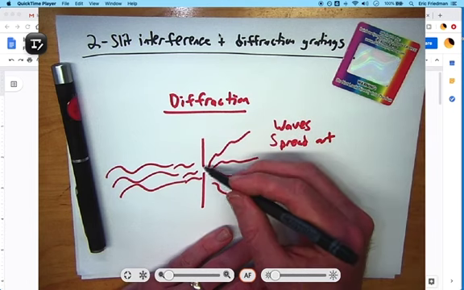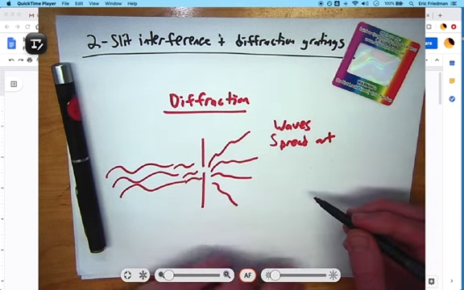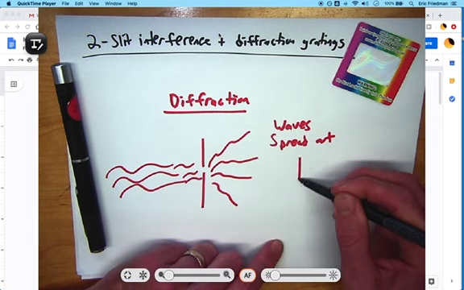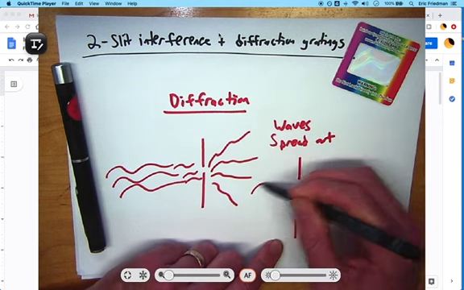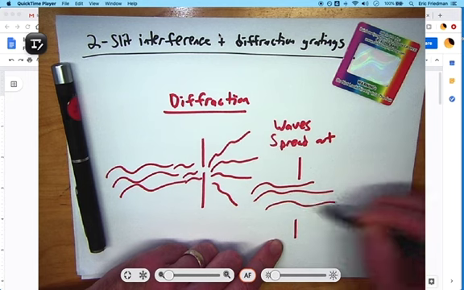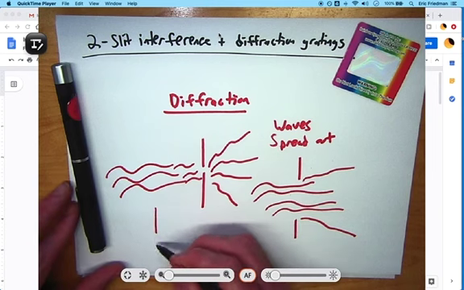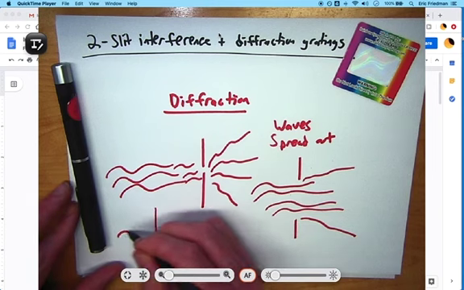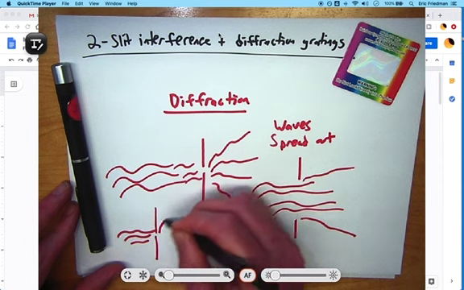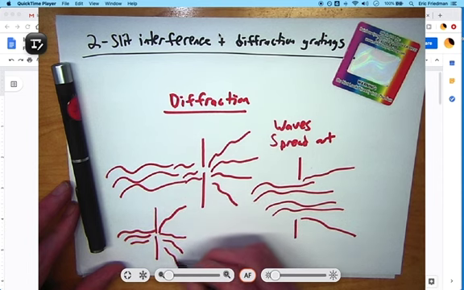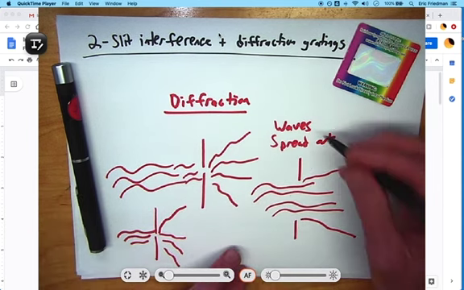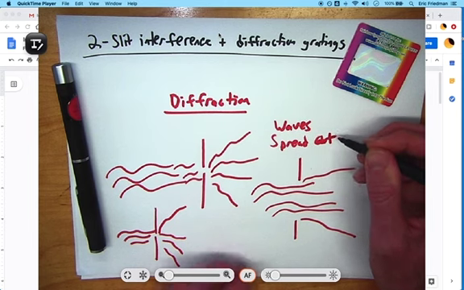And that has to be a pretty narrow opening. If I have a wide opening, then the waves aren't going to spread out very much. So if I have an opening like this and I have waves going through, most of the waves are just going to go straight through. They might spread a little bit around near the edges. If I have an opening that's very narrow, then I get a lot of diffraction. So waves coming through like this, they're going to spread out in all directions like that. Waves spread out. That's diffraction.